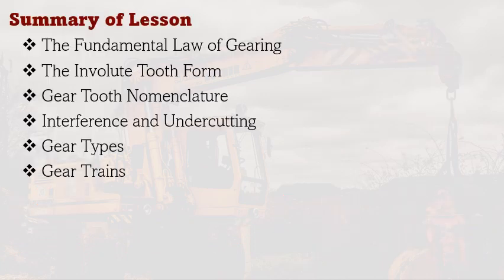As a summary, we were able to discuss the fundamental law of gearing, the involute tooth form, gear tooth nomenclature, interference and cutting, the various gear types, and the gear trains, which are the simple, compound, and planetary gear trains. So see you in our synchronous discussion.